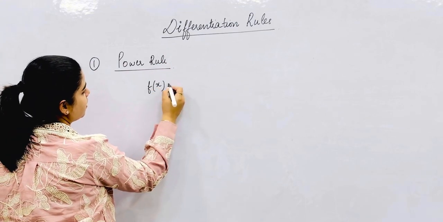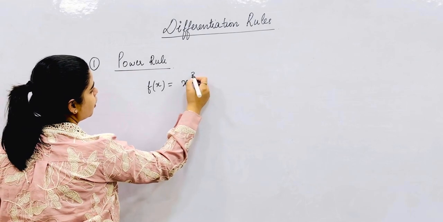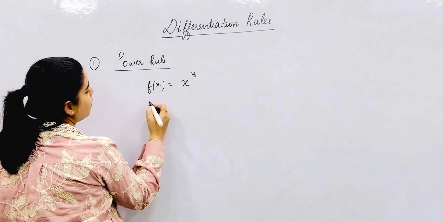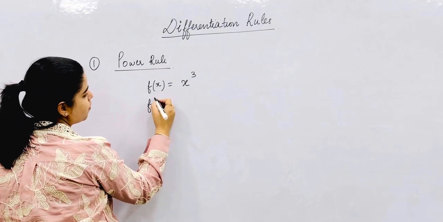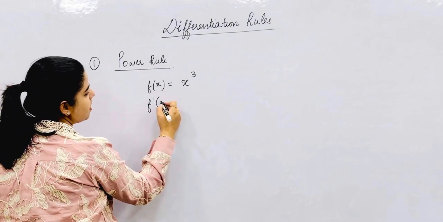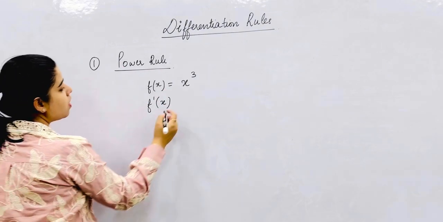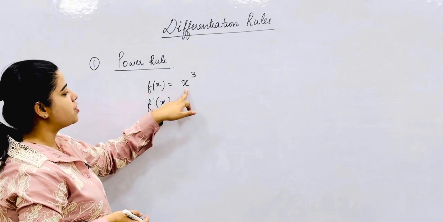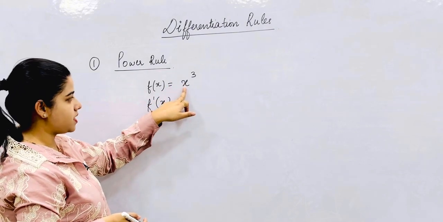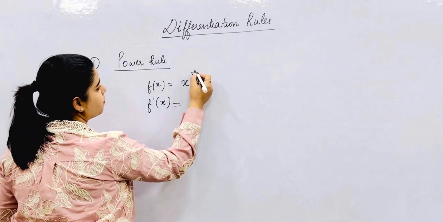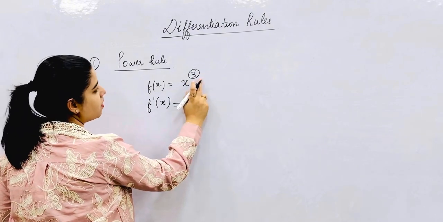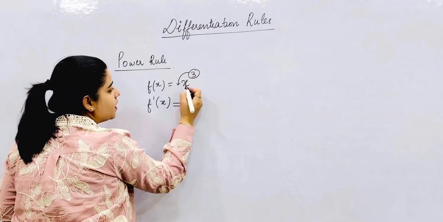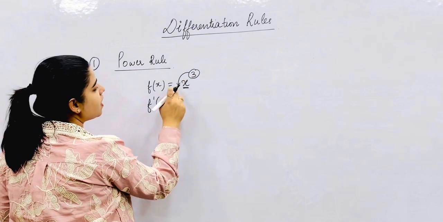Suppose you have a function f(x) equals x cube, and you have to differentiate it with respect to x. Now we know that the sign which is used for differentiation is dash, so this is f dash of x. Okay, now what happens in the power rule? Suppose there's any algebraic expression and you have to differentiate this with respect to x. So what we'll do, we'll just look at the power of the variable. The power here is 3. So we'll shift this 3 and multiply it with x.